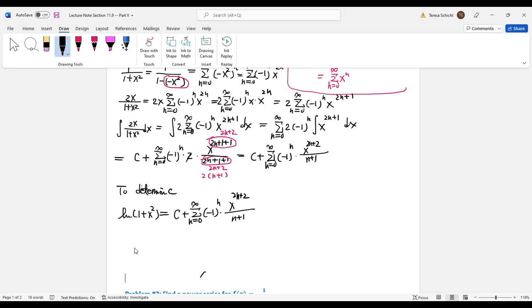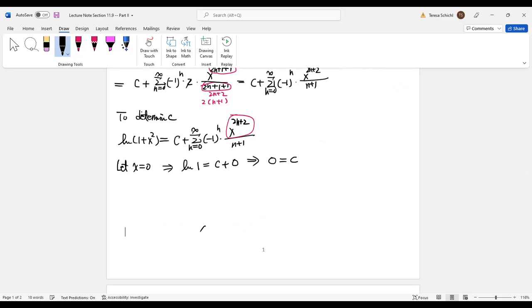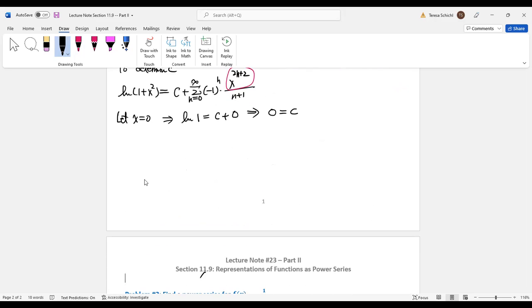So let's say let x equal to 0. When you let x equal to 0, you will have natural log 1 is equal to c plus, because if x equal to 0, all these terms will be equal to 0, right? So it's c plus 0. And what is the natural log of 1? It's 0. So c is equal to 0, right? So now my answer is the natural log of 1 plus x squared. So this is how I change this function to a power series.